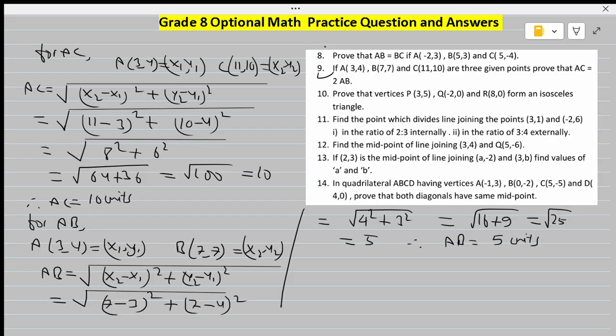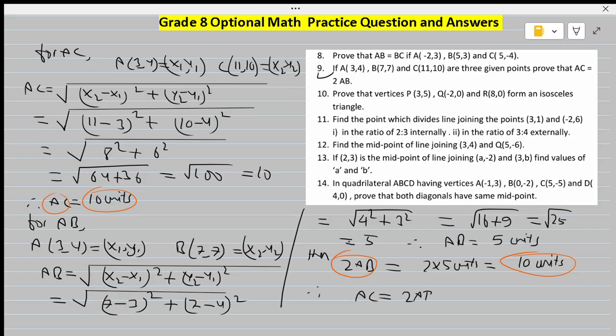So the lengths of AC and AB are both found, and we have to prove or verify that AC is twice AB. Let's find twice AB. Twice AB equals 2 times 5 units, so we get the same 10 units. Twice AB is 10 units, and the length of AC is also 10 units. So these two are the same. We conclude that AC equal to twice AB is proved. So I made number 9 clear. Now I go to number 10. I'll make this clear first.